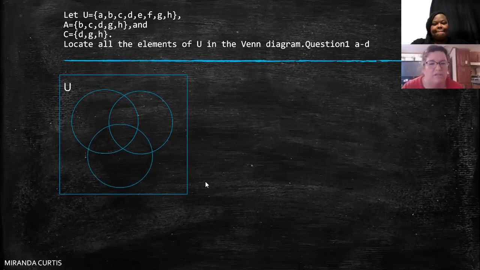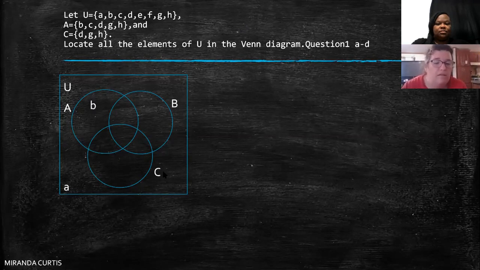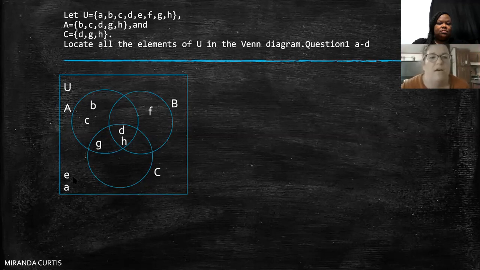We got 3 circles. When it says locate all the elements of U, it's talking about the whole diagram. Everything will be inside U. So this is the A bubble, there's B, and then there's C. Out here in U, there's only A, so little A comes out here. Come on, bubbles. There we go. Then we look over here at E, and E is only out here, so it's going on the outside, not in our bubbles.